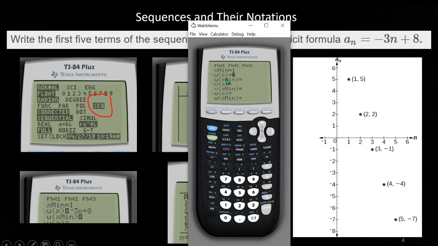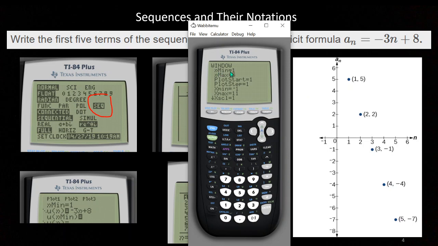Now, there are 2 different ways we can define a sequence. This way is just we have a formula for it, so we put it here on the first one. U sub n is negative 3n, and when you press x, you get n instead of x in sequence mode, so plus 8. Now, if you want to graph it, just set up your window, and make sure the points fit the window.